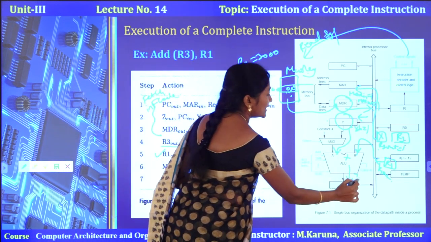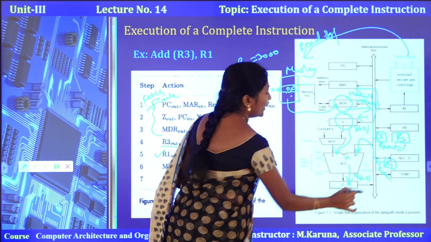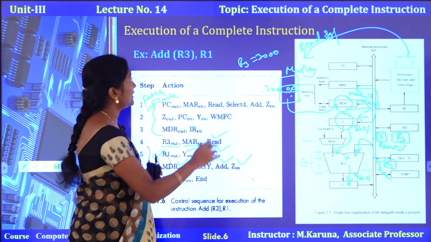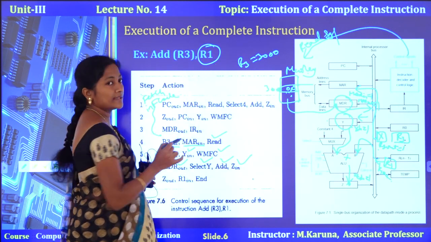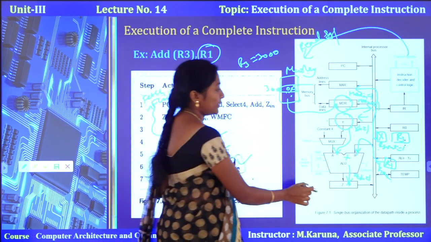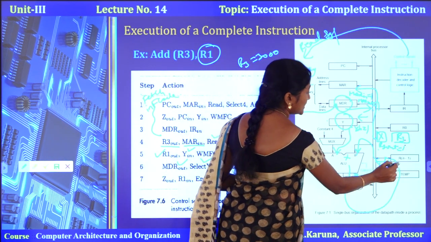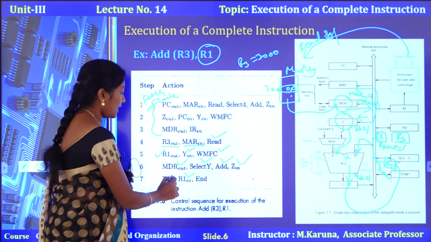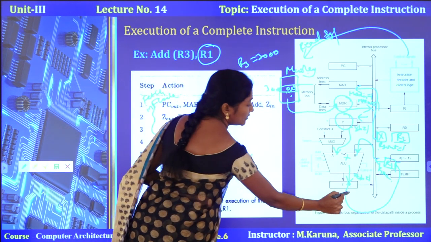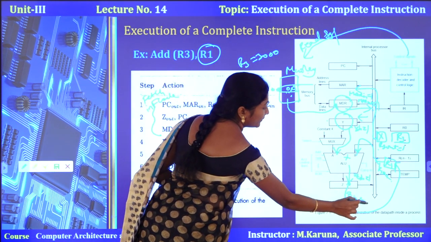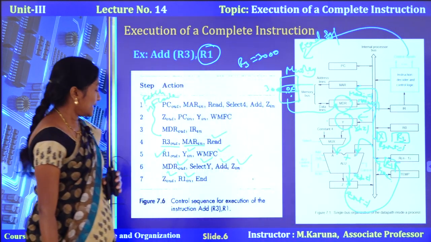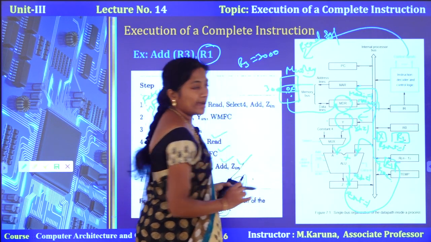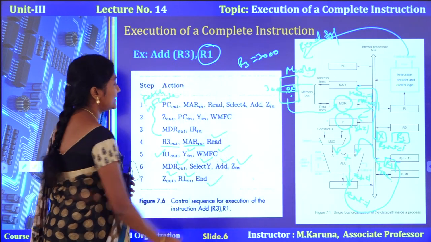After performing add operation, output will be transferred to Z register temporarily by making Zin is equal to 1. Here Zin is equal to 1. And then that output will be transferred. Here this is the destination register. This output will be transferred to the register R1 by making R1 in and Z out. Here Z out is equal to 1. By making Z out is equal to 1, then processor ends the operation by issuing end signal.